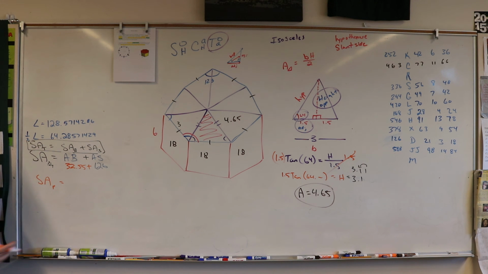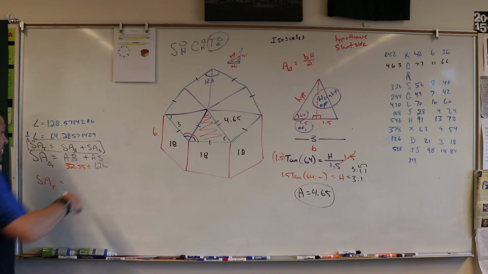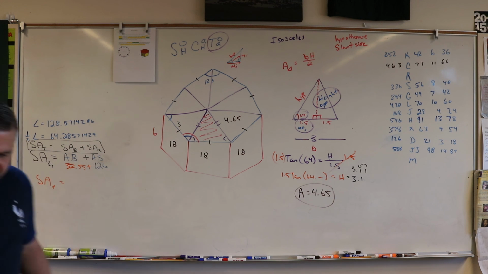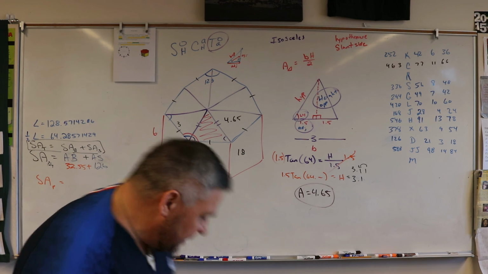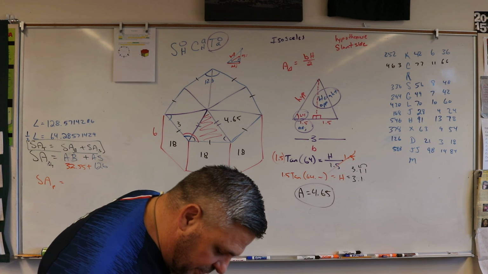Right? And now if I add these two, that's going to be the surface area of my polygon, or the total surface area that I'm going to paint, right? So the total surface area is, for me, plus 126.